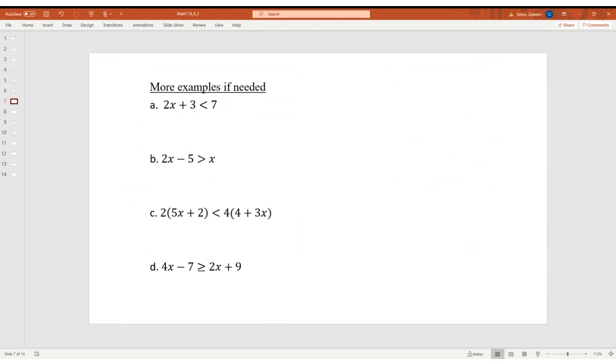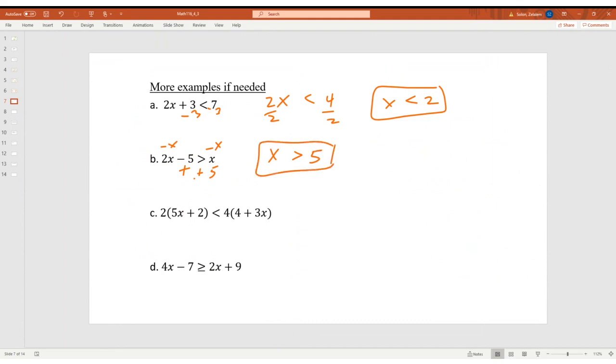Let me give you the answers. So this one, minus 3 and minus 3, you will have 2x less than 4. So you divide by 2, which is a positive number. X stays less than 2. Okay, do not switch the inequality. This one I have to move the 5 to the right and the x to the left, minus x. So 2x minus x is greater than 5. Again, do not switch this, it stays the same.